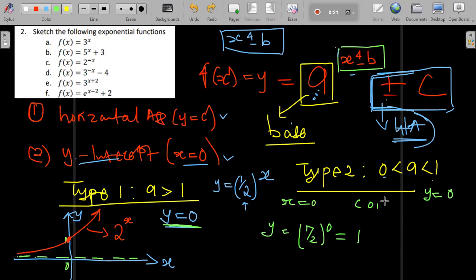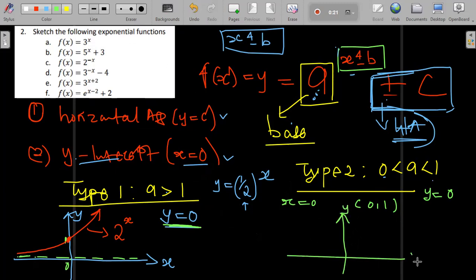The 0, 1 is our y-intercept. So since we have our y-intercept now, we can sketch this. So we're going to say this is my y, and if I go like that, this is my x. So this is 0, this is 1. Let's plot the y-intercept, which is this guy. Let's plot also the horizontal asymptote. So the horizontal asymptote is y is equal to 0, which means just above the x-axis here.